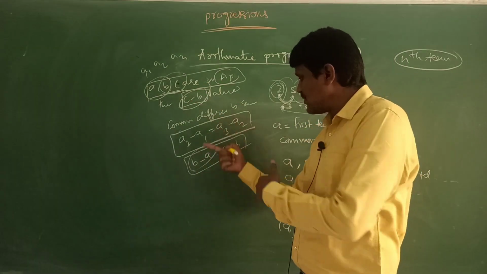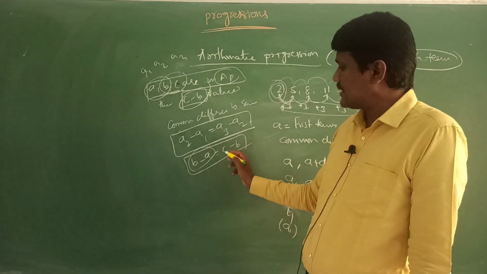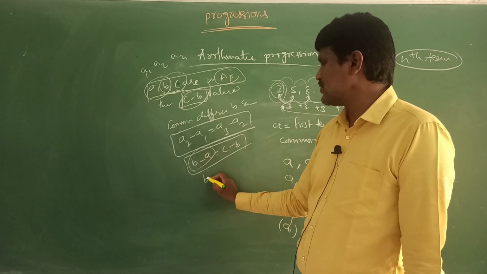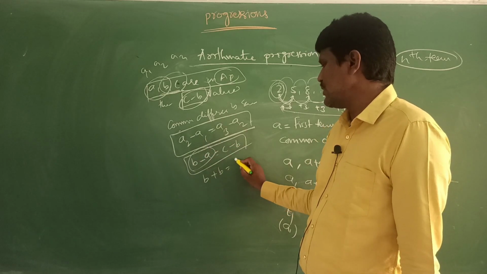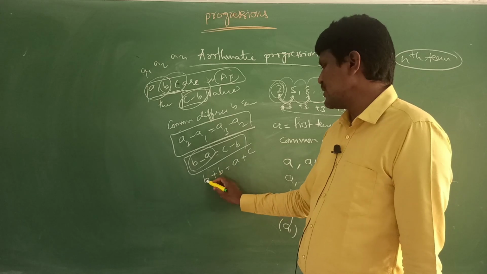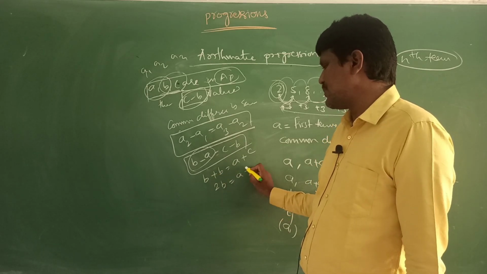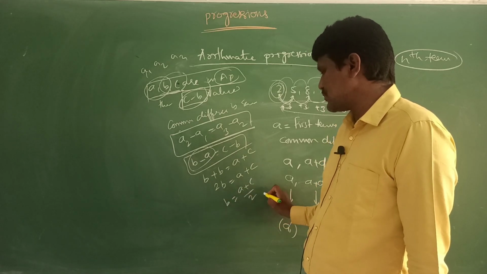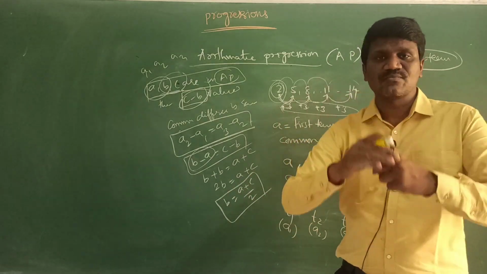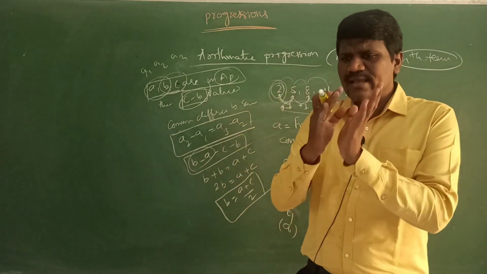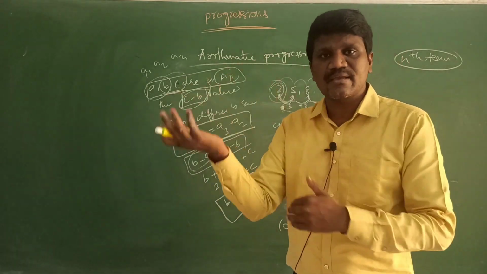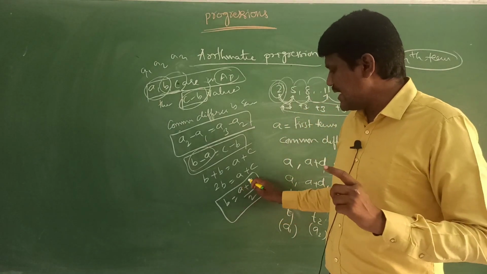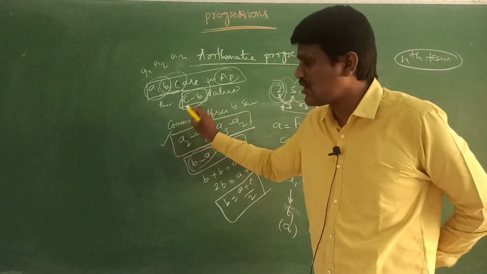So in fact, if you simplify it, you will get one more formula. If I send B to the left hand side, you will get B plus B is equal to A plus C. So B plus B is 2B is equal to A plus C, or else B is equal to (A plus C) by 2. So this is also one more important term. If A, B, C are in AP, what is the value of B? The value of B will be (A plus C) by 2. So this is an important formula.